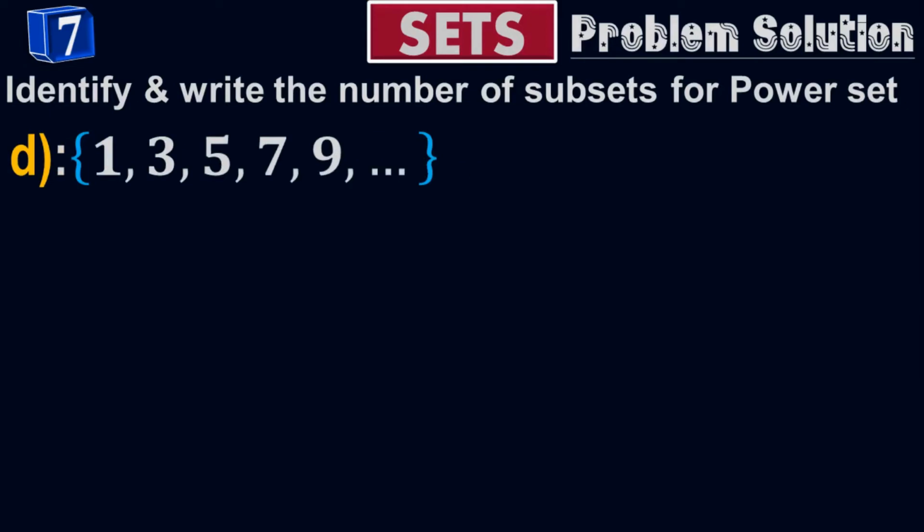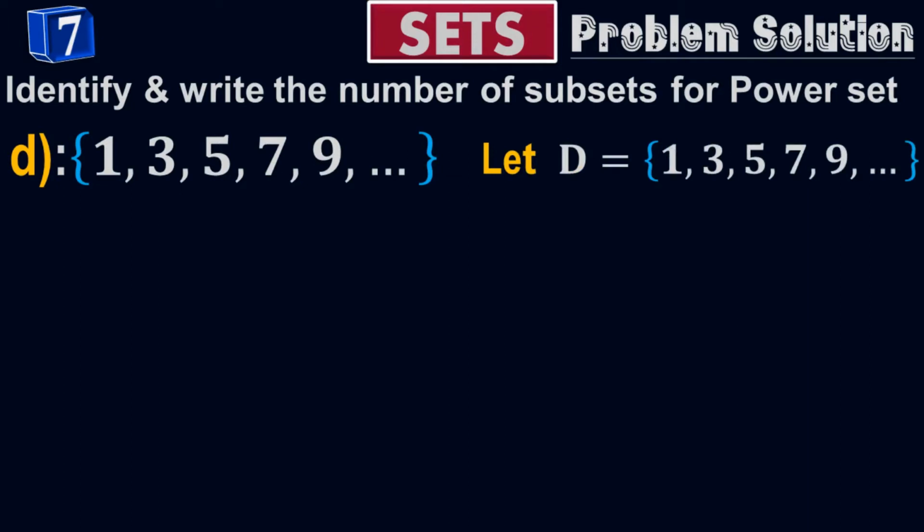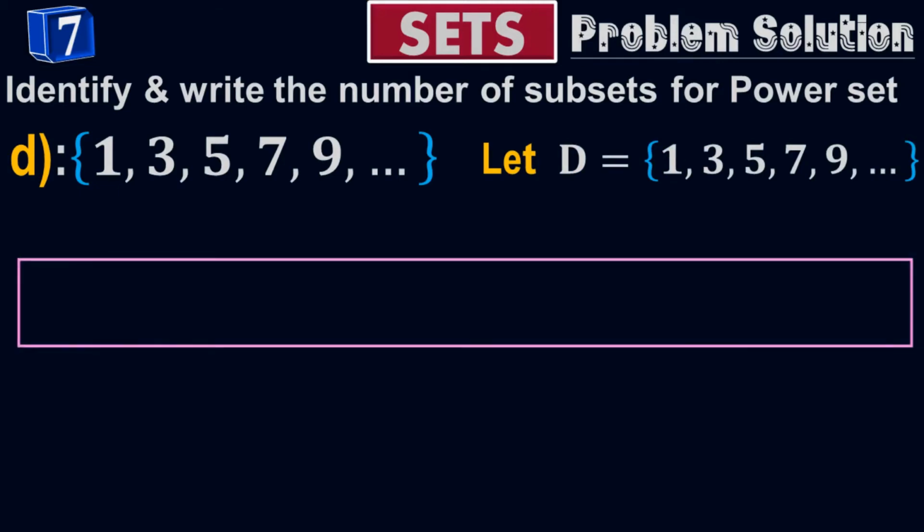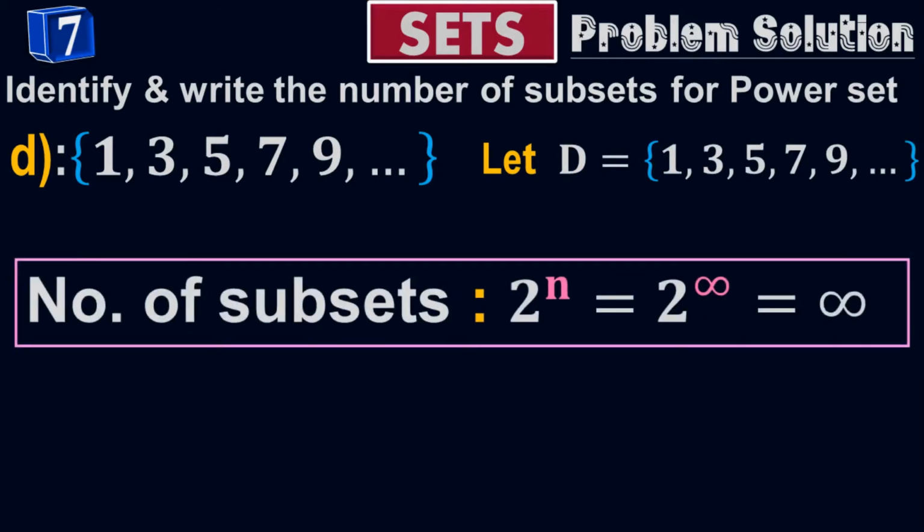D, which is the set of natural numbers, start from 1 up to infinity. So let me just let it equal D. I just randomly gave the name D to this set. How many subsets are we going to have? The number of subsets will be infinity.